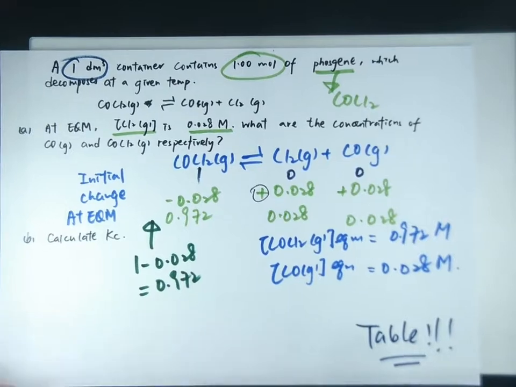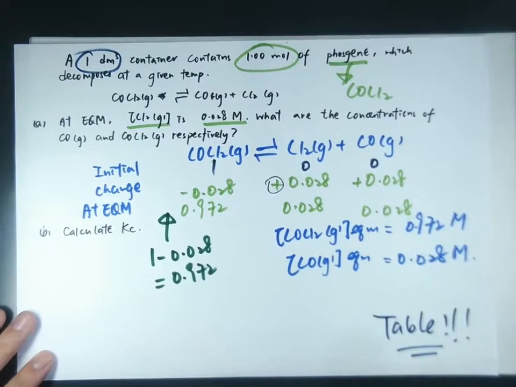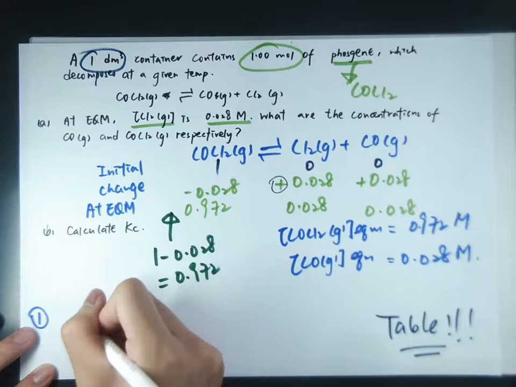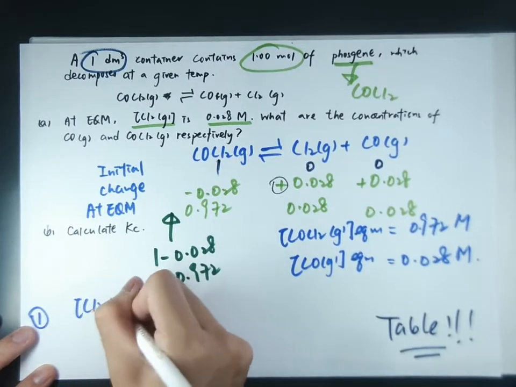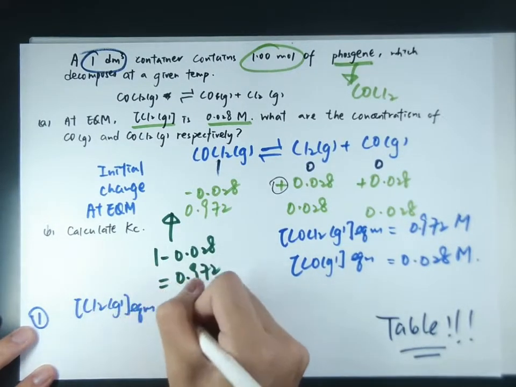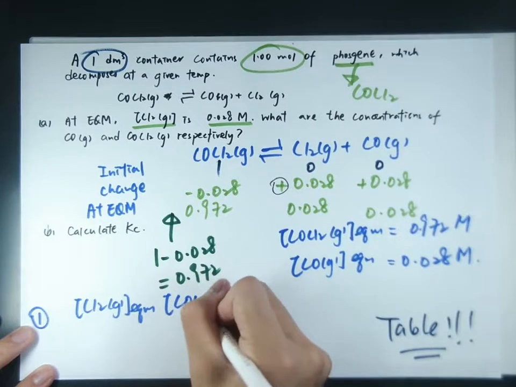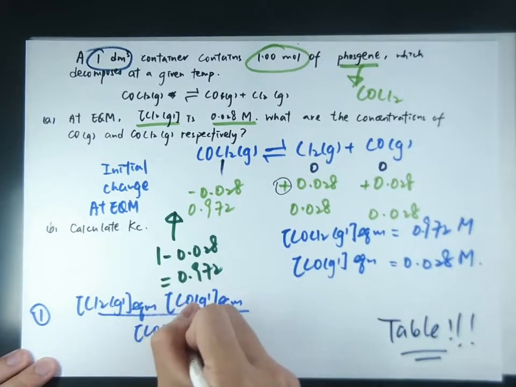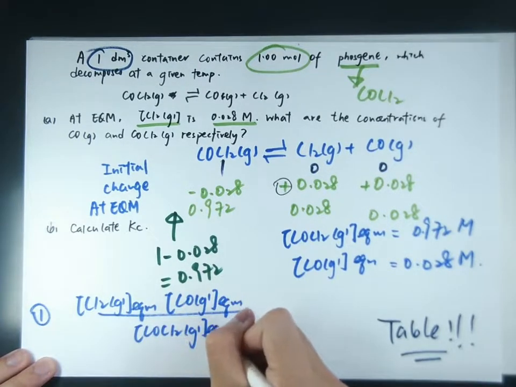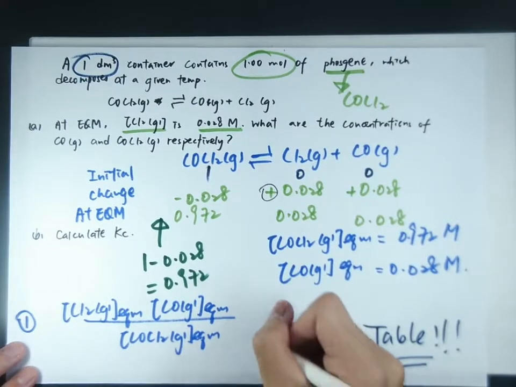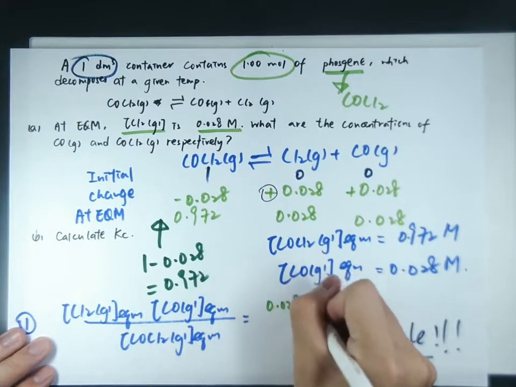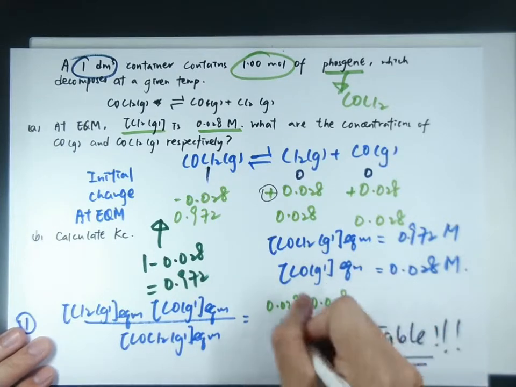Okay, now we are moving on to part B. Okay, part B, we need to find Kc. So what is Kc? Let's put down the first step. We put down the equilibrium expression. Okay, CO, and then over COCl2. Still remember that the product should be put at the numerator. Okay, which is equal to 0.028 times 0.028 divided by 0.972.